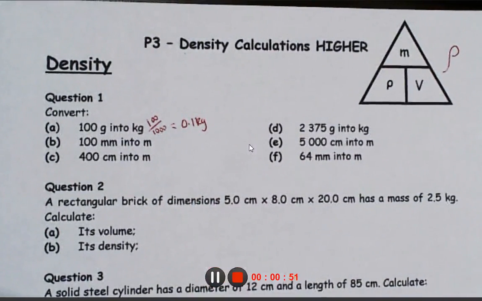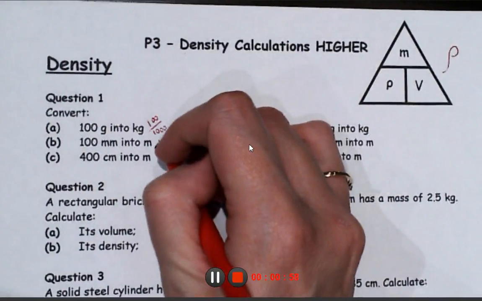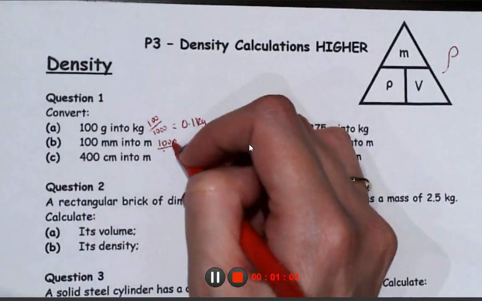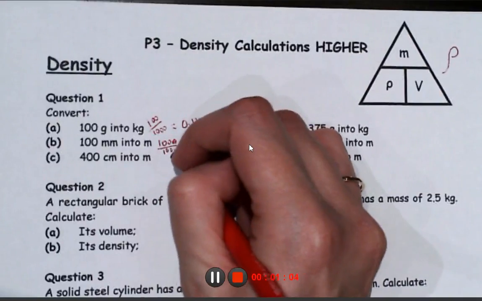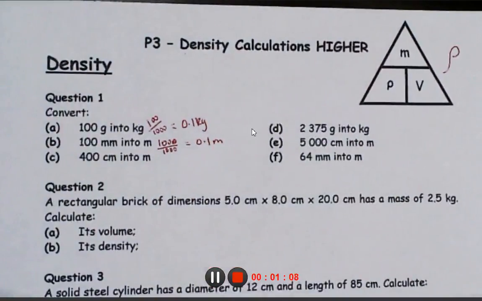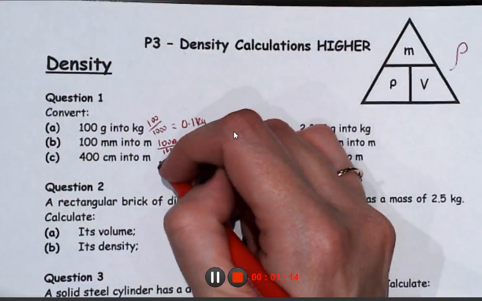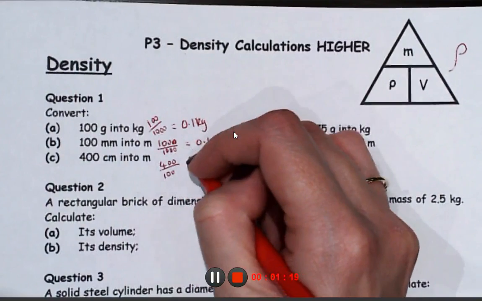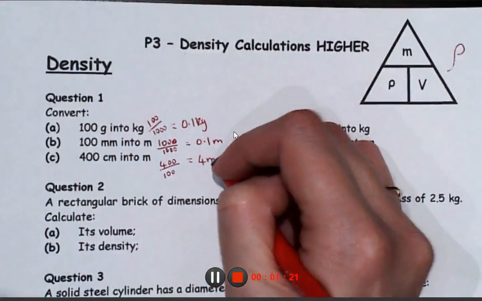Next is 100 millimeters into meters. So there's 1,000 millimeters in a meter. So again, you're going to do 100 divided by 1,000, which is 0.1 meters. Okay, 400 centimeters into a meter. There's 100 centimeters in a meter. So you're going to do 400 divided by 100 this time, which is 4 meters.